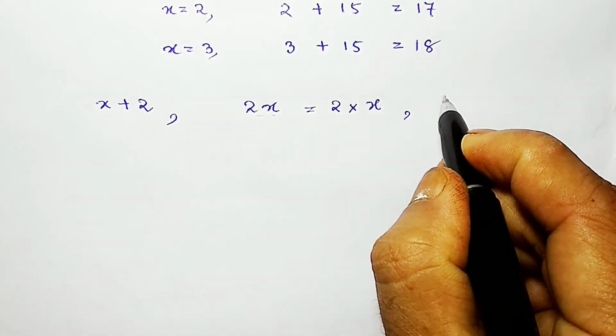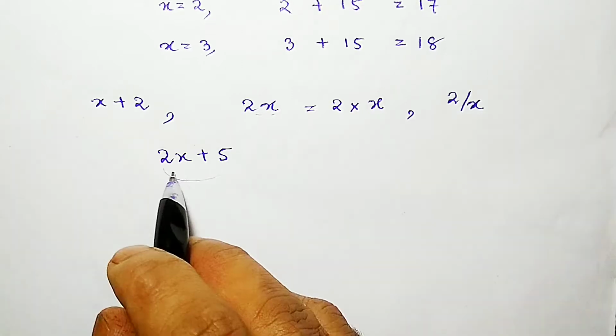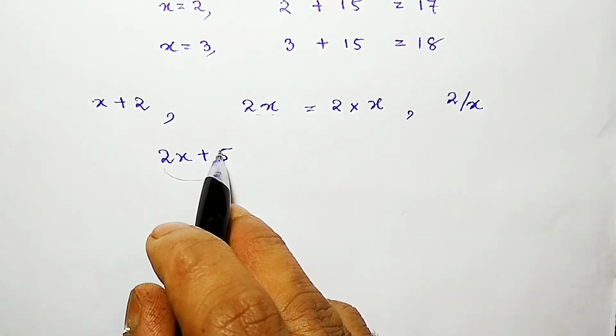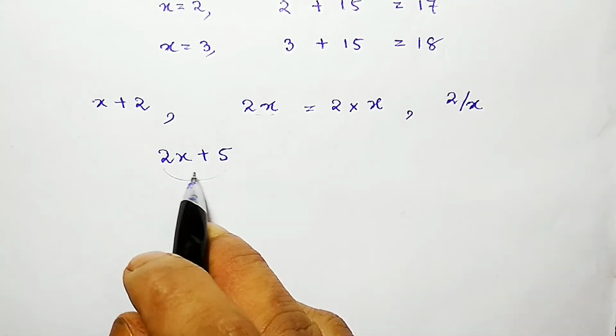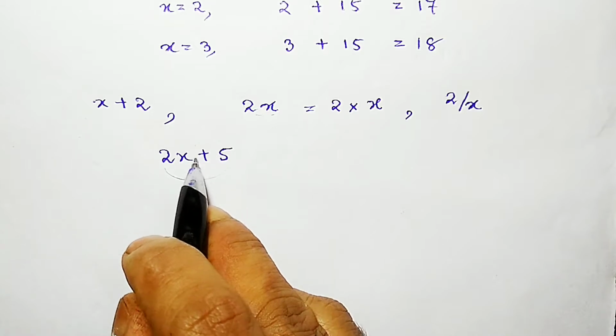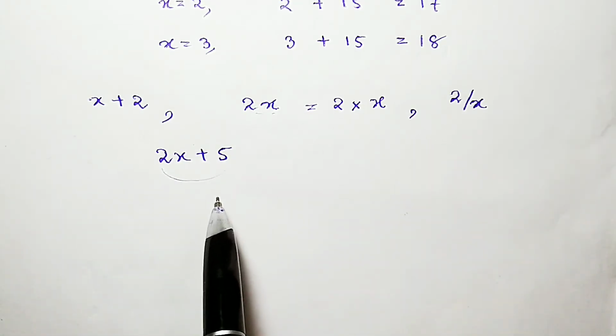If I write 2 divided by x, it will be like this. 2x plus 5. It is an algebraic expression because here this is the variable, this is the constant, and they are connected by one arithmetic operator. So these are some examples of algebraic expressions.